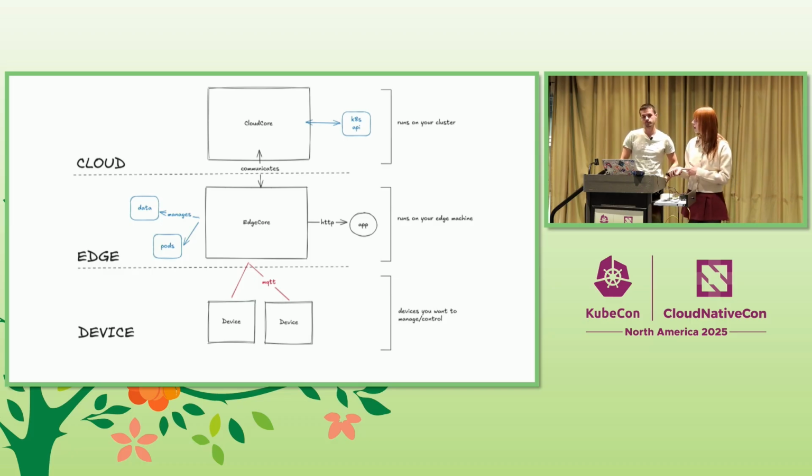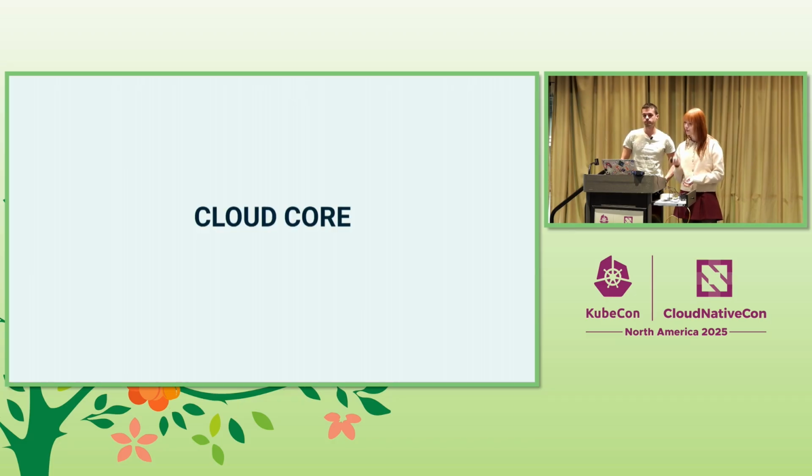And also in the slide, I've at least tried to mark all the Kubernetes API related streams in blue and the ones that are related to devices in red. So hopefully the next few slides can be a little bit easier to read like that. So now let's look at the cloud core in a little bit more detail.